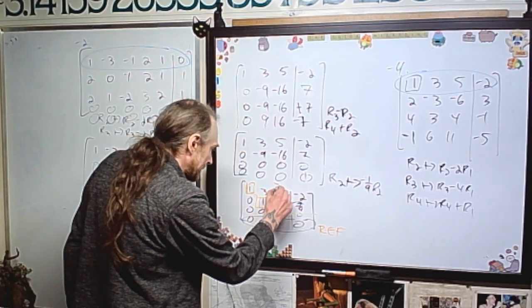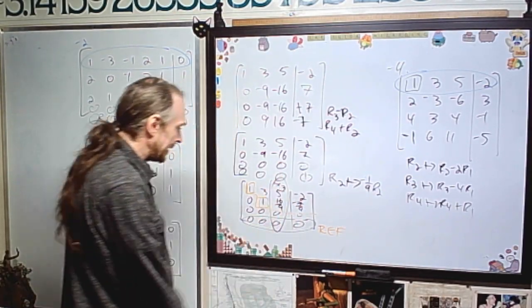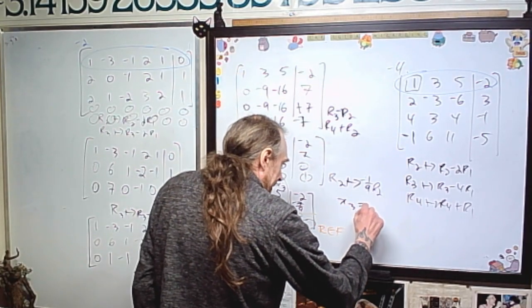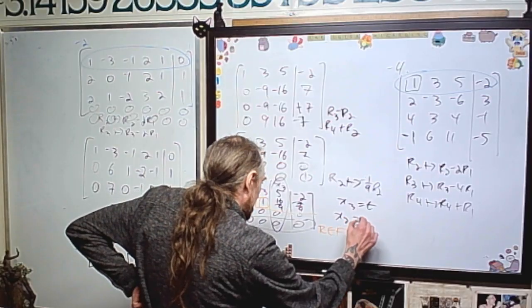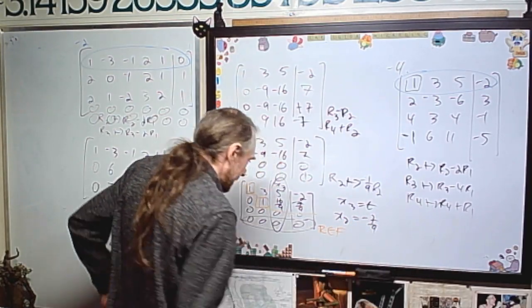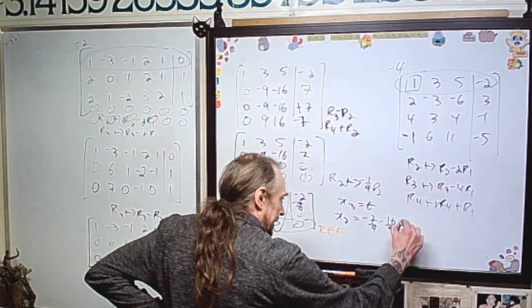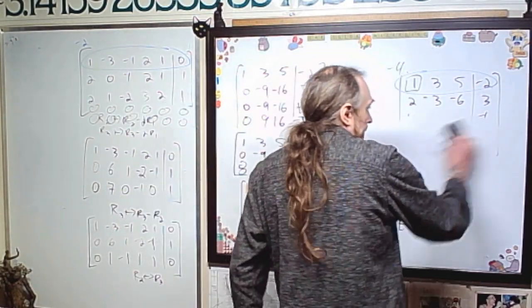we have that x3 will be free because this column doesn't have any leading entries. And so this says x3 is free. And then x2 is negative 7 over 9 minus 16 over 9 t. And then x1, we're going to have to do some work.